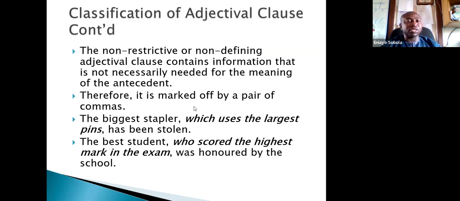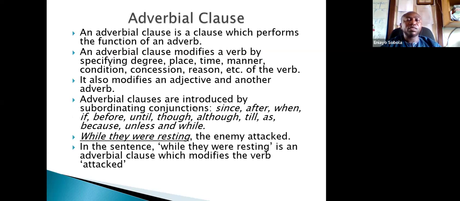So if there's no question, let's continue the class. The next one is adverbial clause. An adverbial clause is a clause that performs the function of an adverb. It's a clause that performs any function that an adverb can perform. Adverbial means that a particular word or group of words can function as an adverb, which may not necessarily be an adverb, but can perform the function that an adverb is supposed to perform.